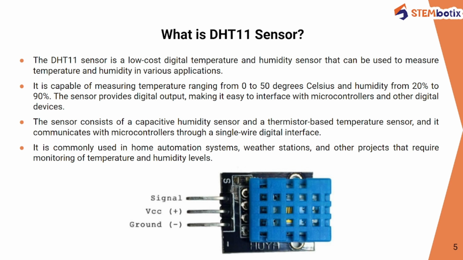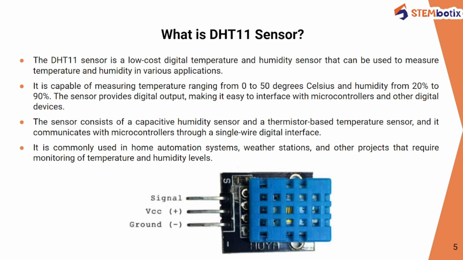This sensor is capable of measuring temperature ranging from 0 to 50 degrees Celsius and humidity from 20% to 90%. The device is digital, hence it provides output in digital form, making it easy to interface with different microcontrollers and other digital devices. The sensor consists of a capacitive humidity sensor and a thermistor based temperature sensor.